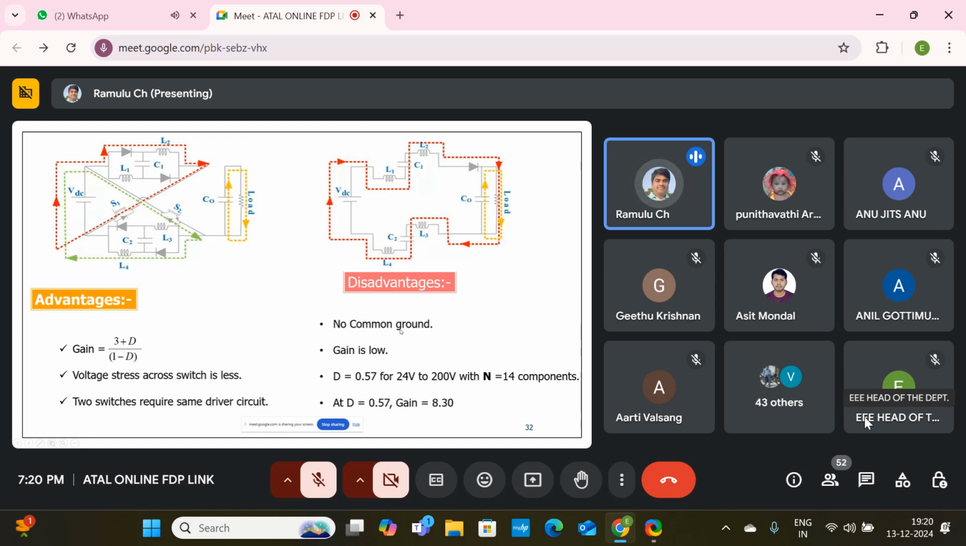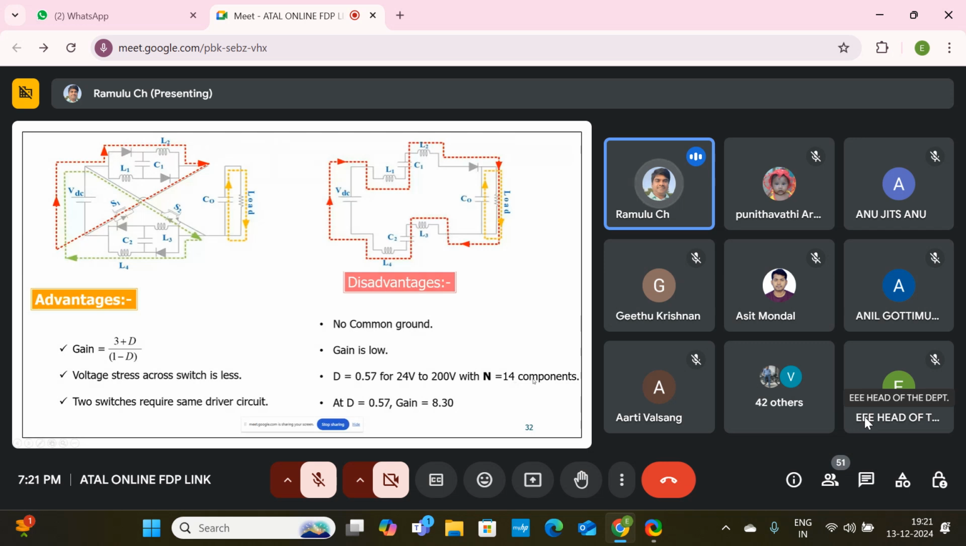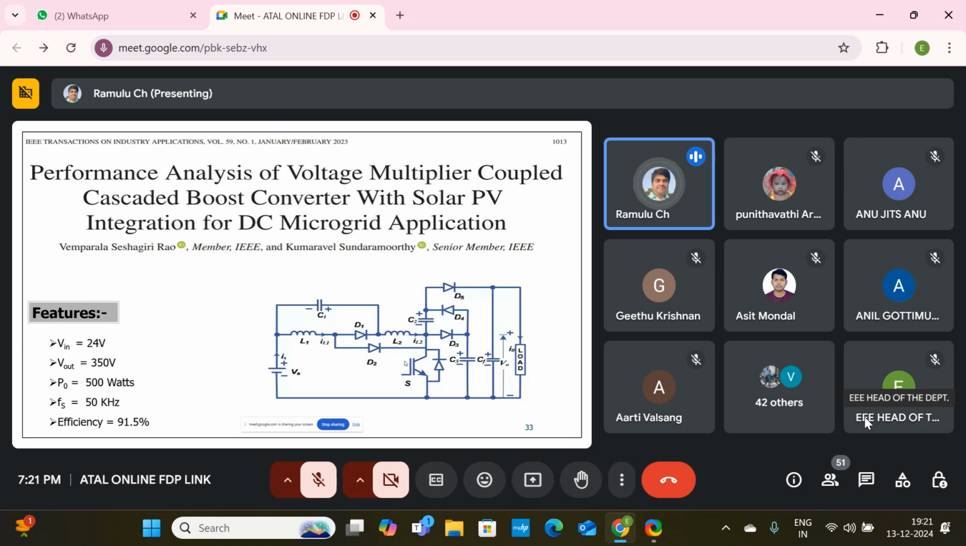But coming to the disadvantage, no common ground. So okay, gain is low. How is gain low? Only 24 to 200. But I am using 14 components. But in the earlier work with 14 components, I am boosting 24 to 350. But here with 14 components, only 24 to 200. Here the duty ratio is less, but gain is only small. The common ground problem is also there.